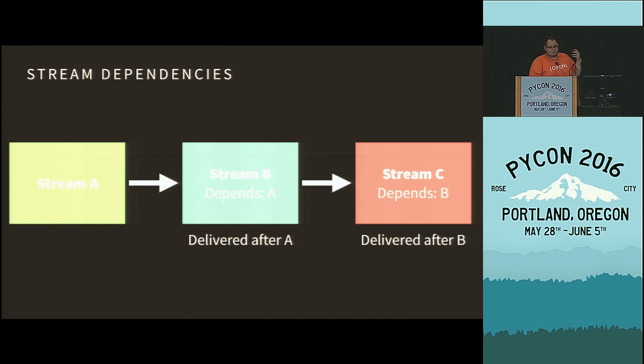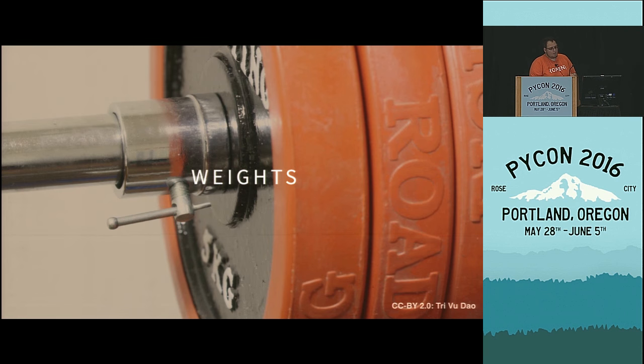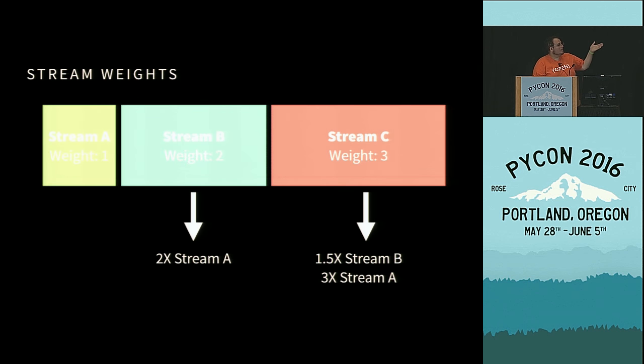So with dependencies, we can say that stream B depends on stream A. So until stream A has been received by the client, don't bother sending stream B. Same thing for stream C. It depends on B, so until B is sent, don't send C. With weights, we can specify how much relatively of the resources are used for a given response or request. So stream A has a weight of 1, stream B has a weight of 2, so it gets 2 times the resources, whatever that may be in context. Stream C has a weight of 3, so it has 1.5 times the amount of resources of B and 3 times that of A. And the client and the server will just decide what that's going to be.